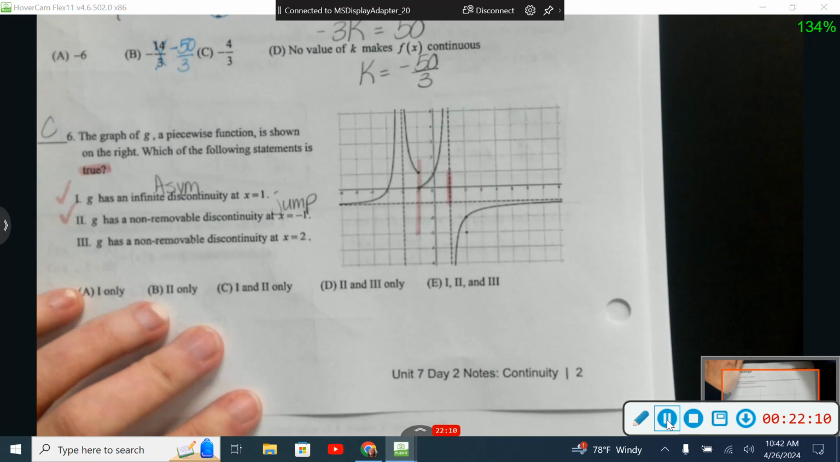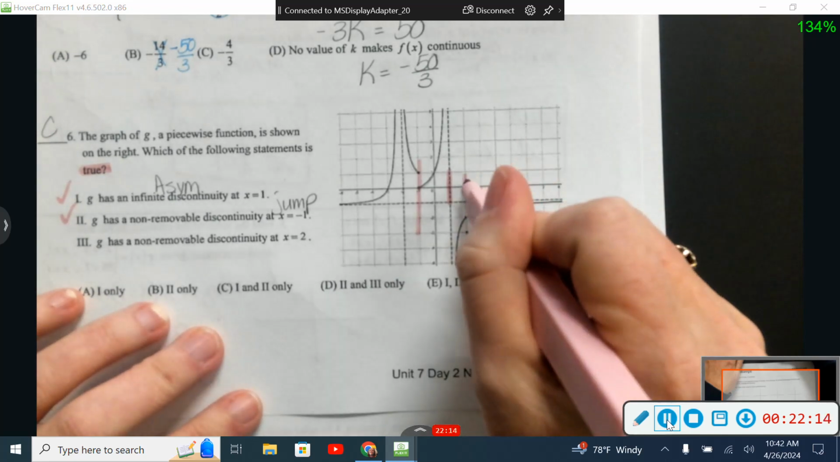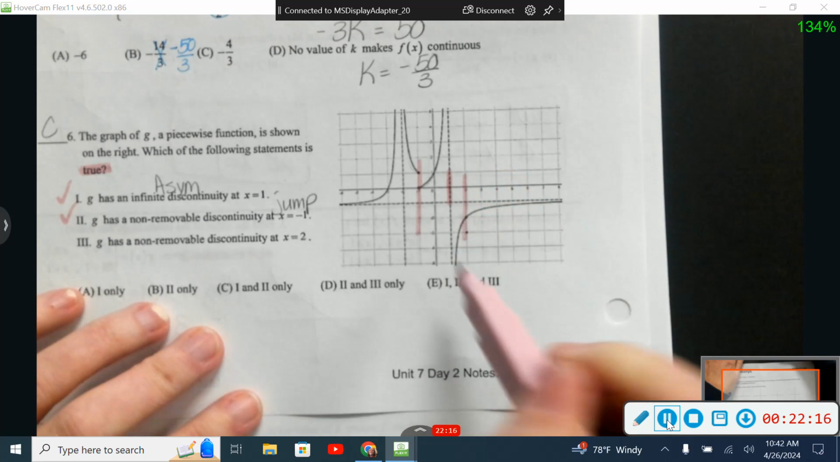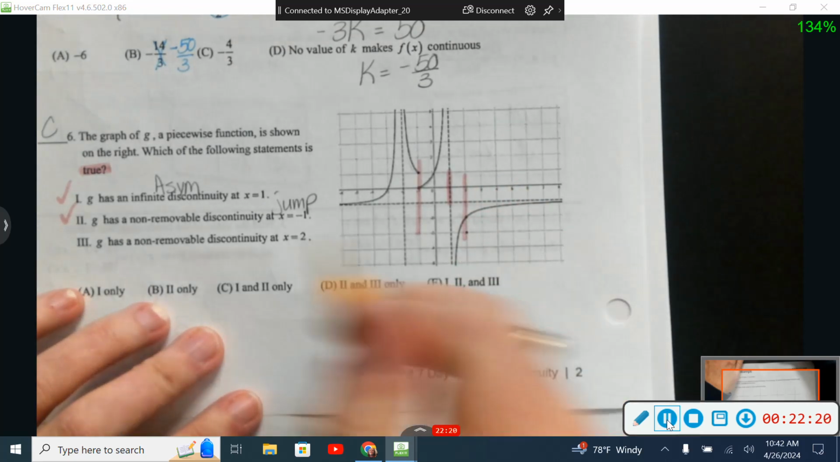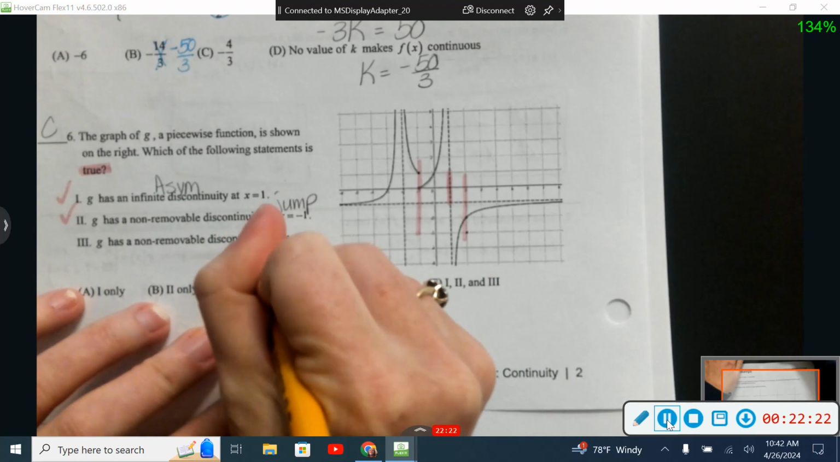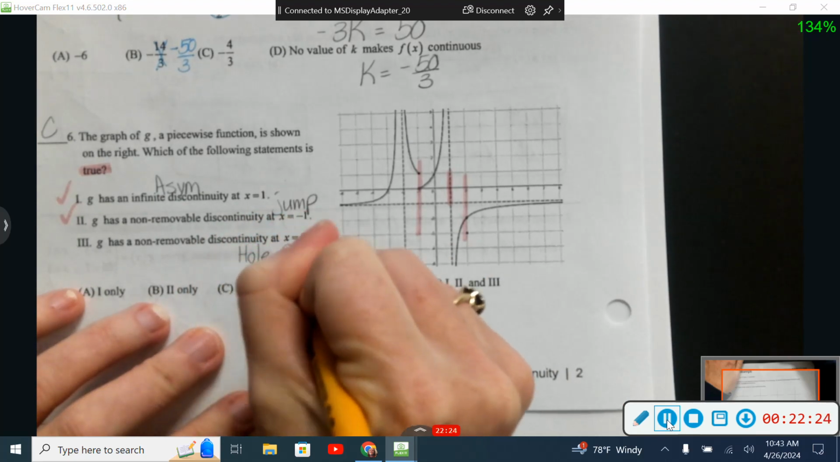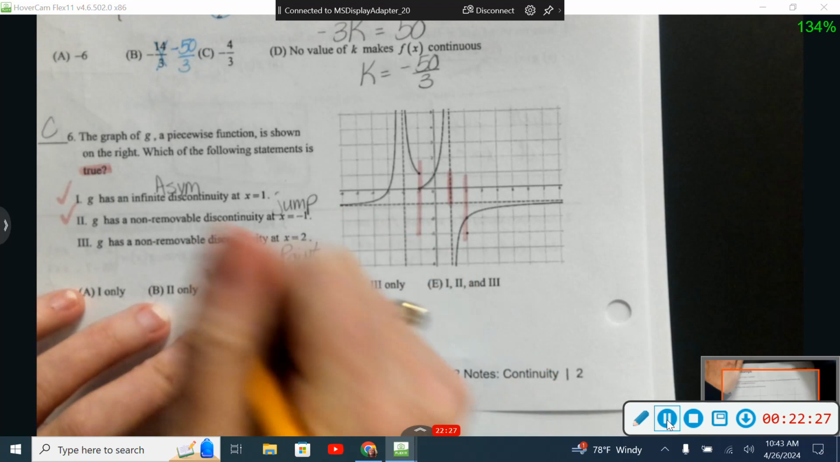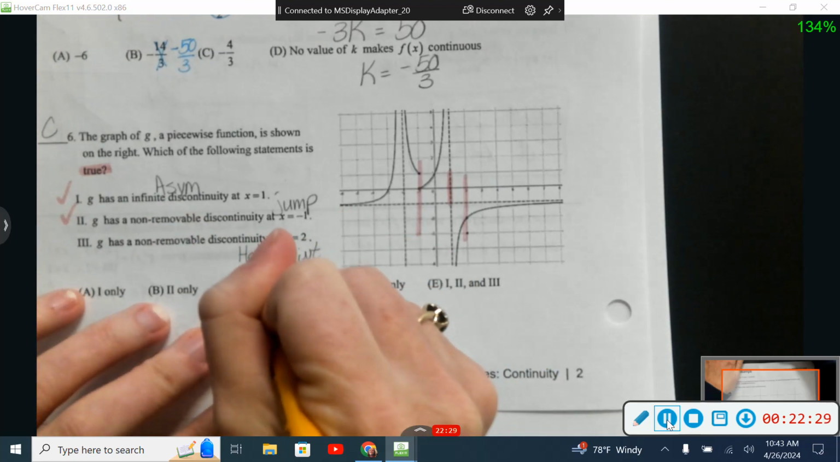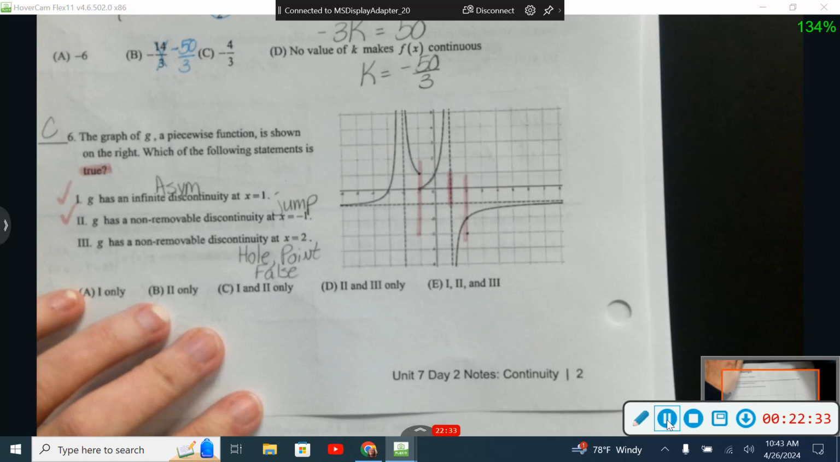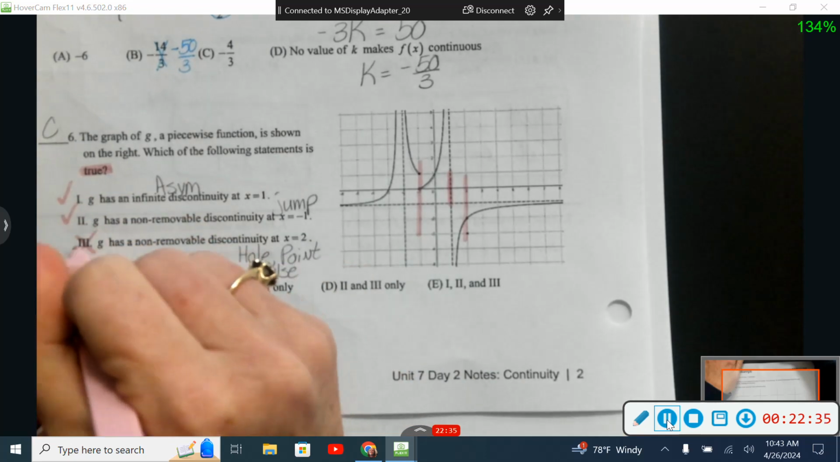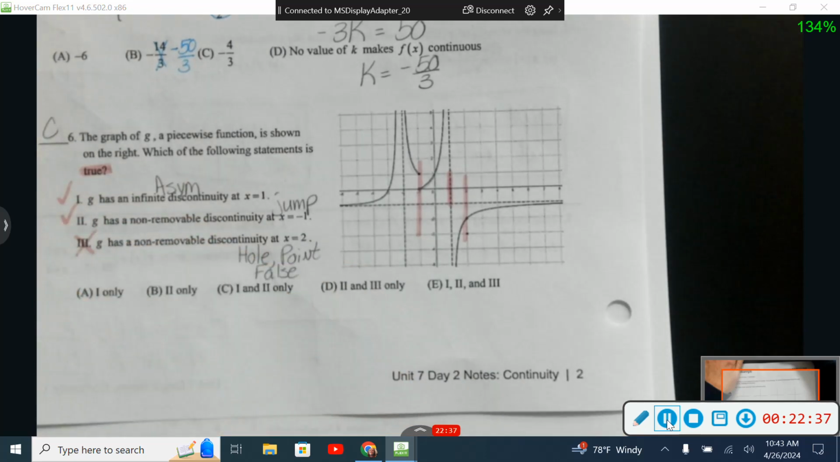Okay, and then my last one asks about where x is equal to 2. X is equal to 2 is right here on this one, where I have a hole in my graph. A hole in my graph is a point discontinuity, which is removable. So this one right here is false. Again, we're looking for the answers that are true, and so my answer choice would be C.